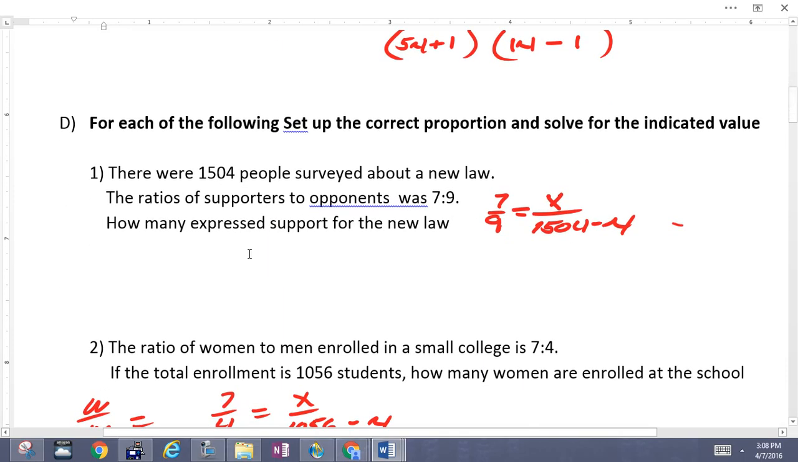All right, so here we have some other proportions to set up. 1,504 people surveyed. We have a ratio of supporters to opponents being 7 to 9. We don't know how many supporters or how many opponents there are. All we know is that there's 1,504 total people who were surveyed. So if we designate the number of supporters as x, the number of opponents would be the total minus that. So we cross multiply and we solve that.